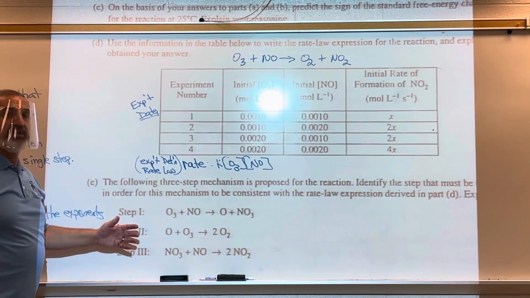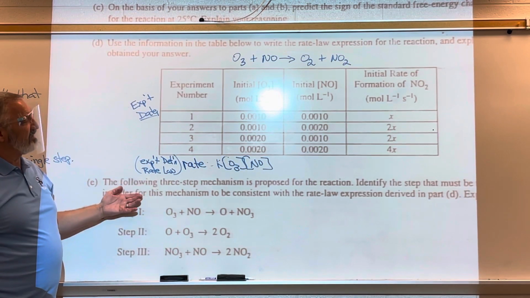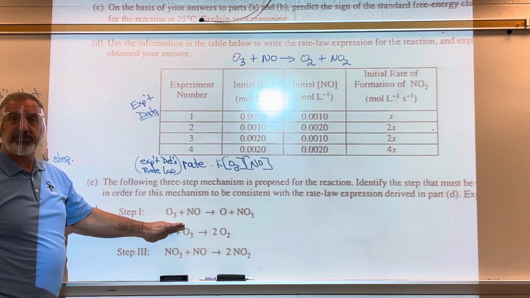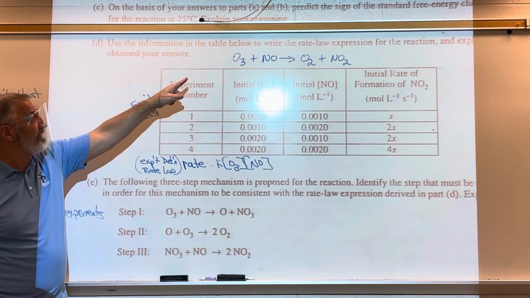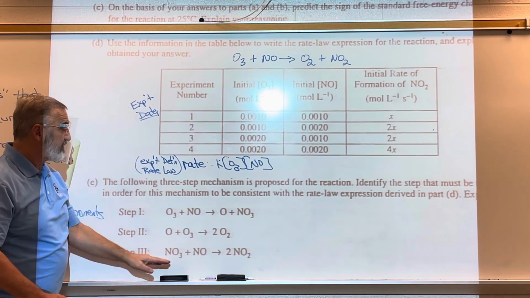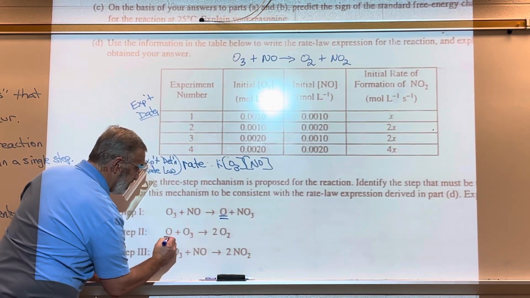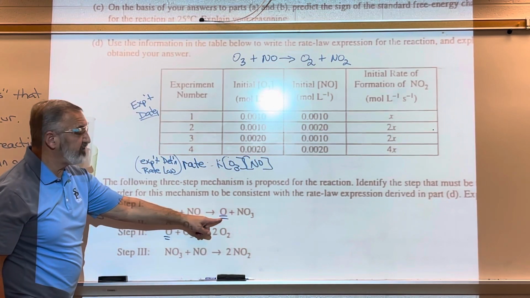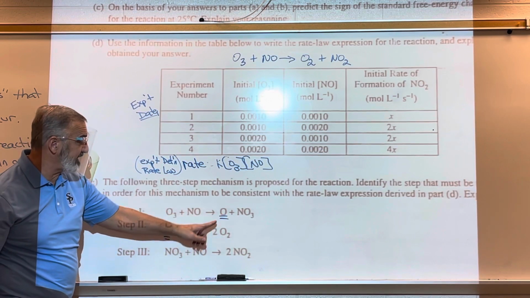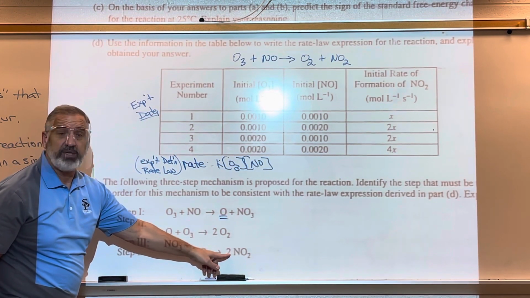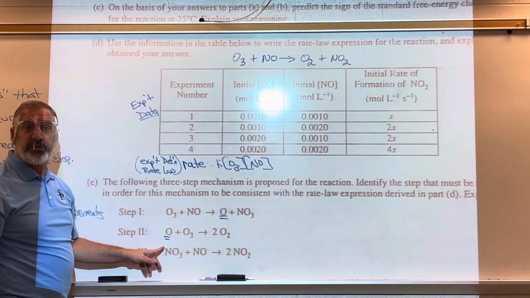So the first thing that we have to do here is say, okay, it's not asking is this valid, but for a mechanism to be valid, if this is a valid mechanism of that reaction, these three have to add up to that. So I have O3 plus NO goes to O here. Now notice this O and this O. The oxygen gets created and then it gets used up again. It's not a reactant and it ends up not being a product. When you have a substance that is formed in the middle of the reaction, it's called an intermediate.